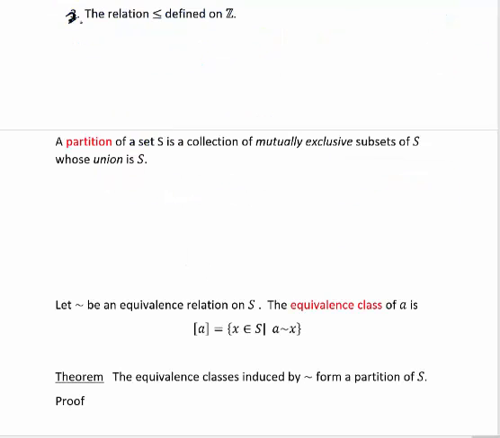So let's look at the relation less than or equal to defined on the set of integers. Now, we don't write it as such, but remember it's a subset of Z cross Z, where every ordered pair in that subset has first coordinate less than or equal to second coordinate. But we can check for the 3 properties and see if it is an equivalence relation.